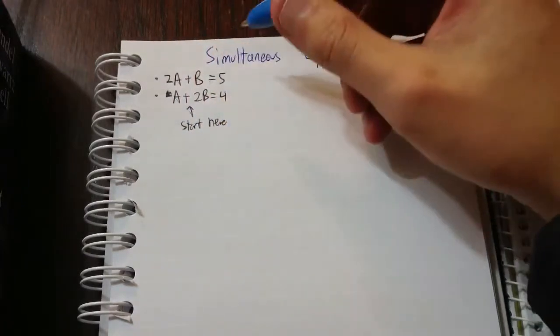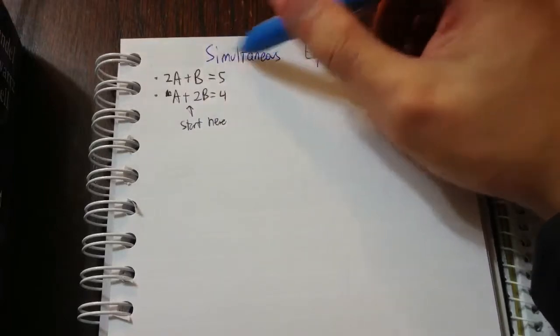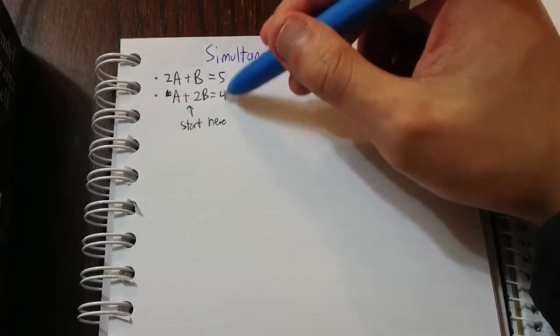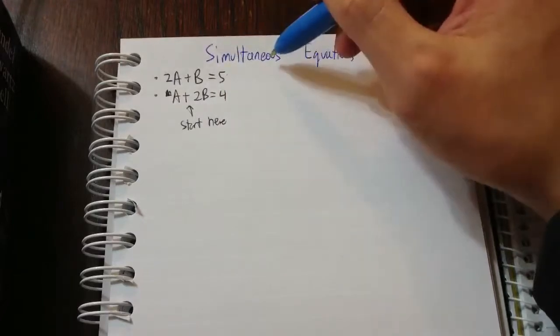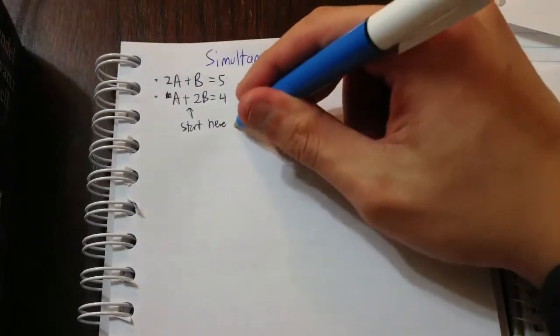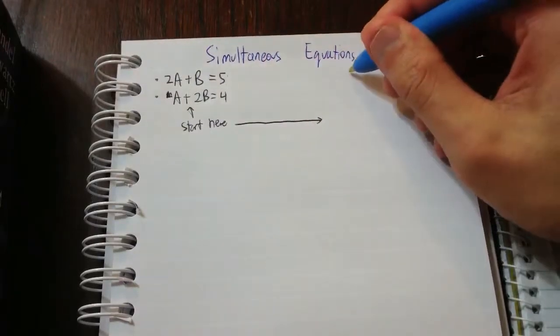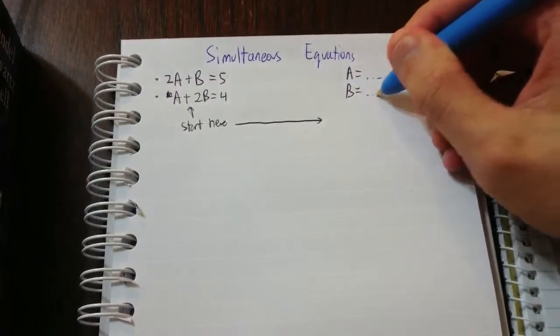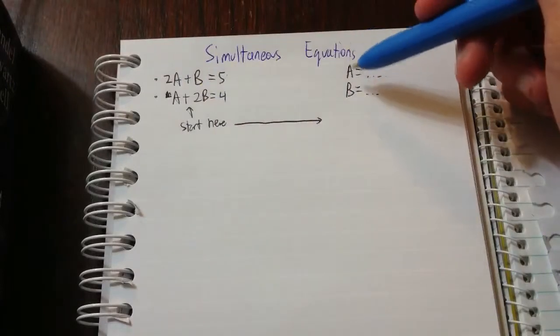And these are simultaneous equations because simultaneous means happening at the same time. It's like there's two equations happening at the same time. If it was just one, that wouldn't be a simultaneous equation. It's just one equation. So this is where you start. And we want to go through a whole bunch of steps to end up with a equals ... and b equals ... That's really what you're trying to do, trying to figure out what a and b are.